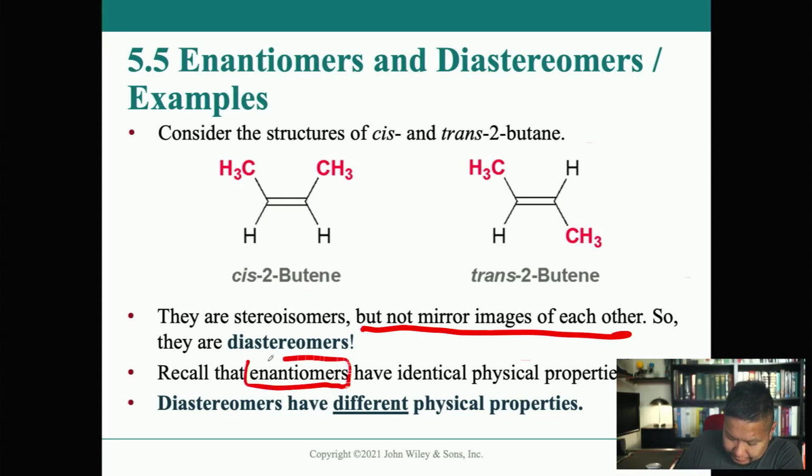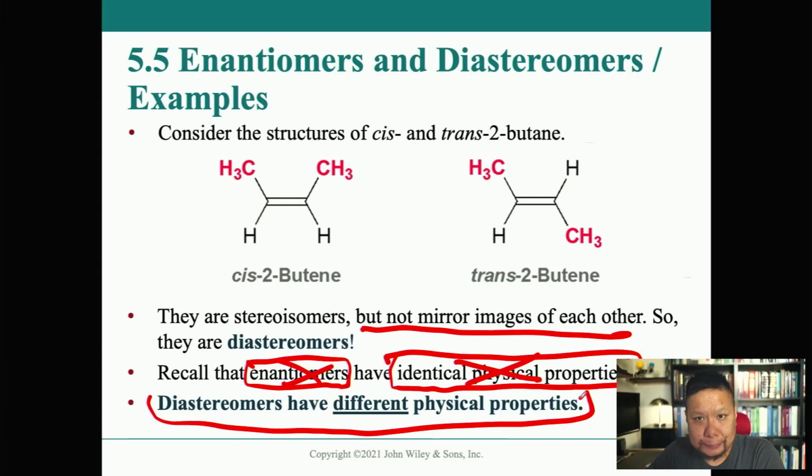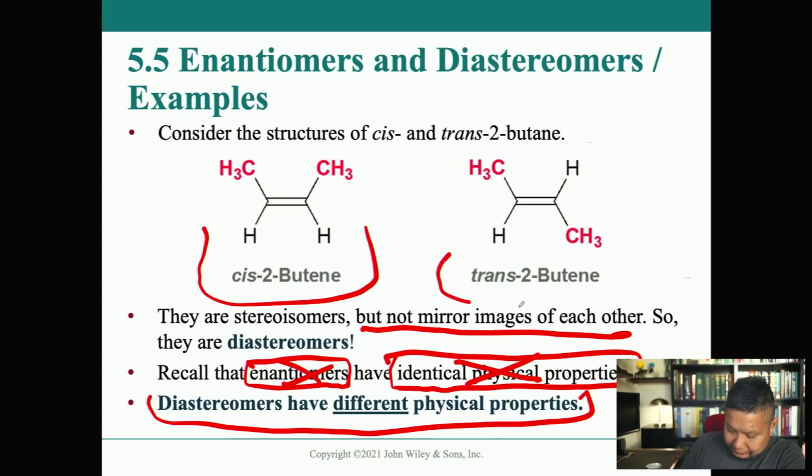They cannot be enantiomers because enantiomers are mirror images of each other. And since they're not enantiomers, they have different physical properties. Only enantiomers have identical physical properties. Diastereomers have different physical properties. So these are diastereomers.